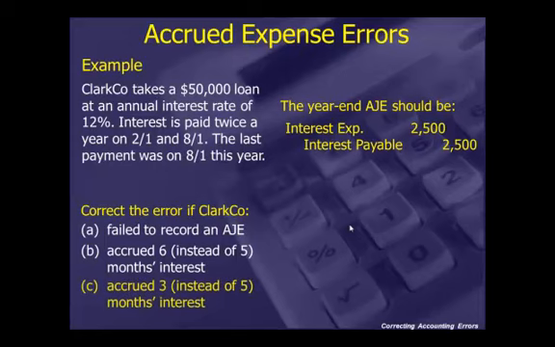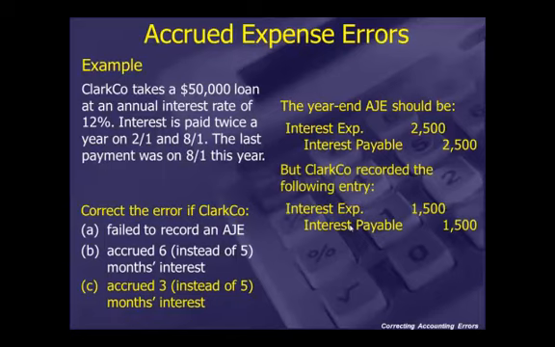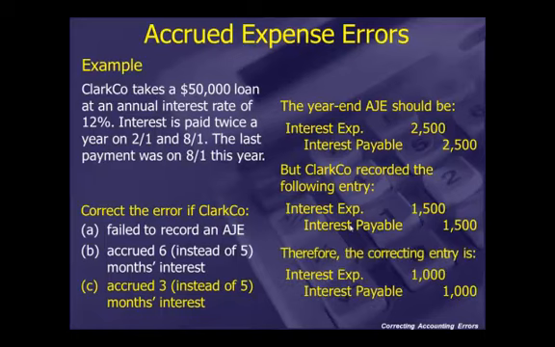Let's say we accrue 3 months instead of 5. So we're accruing too little now. We'll be accruing $1,500, that's 500 times 3 months. That's not enough. We need to have 5 months, or a total of 2,500. So the correcting entry is to debit interest expense again, credit interest payable, this time for $1,000. So the total interest expense for the year is $2,500.